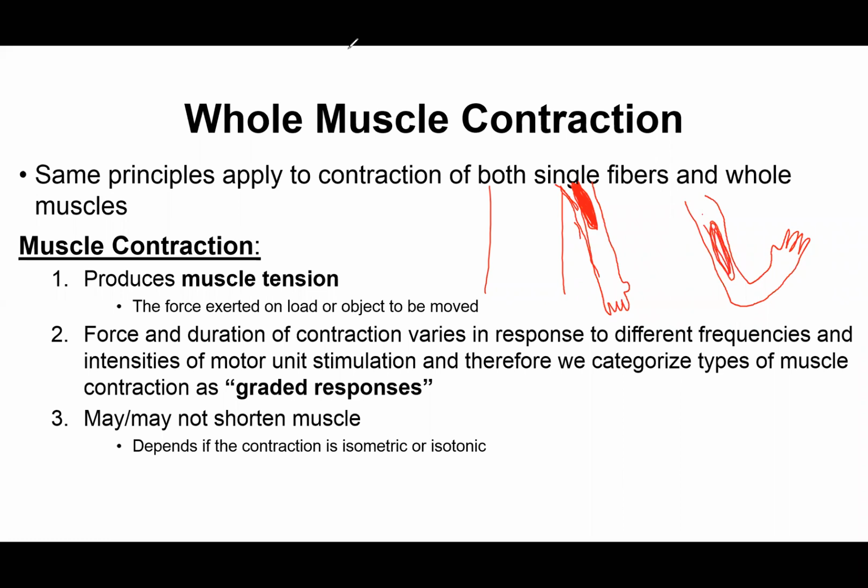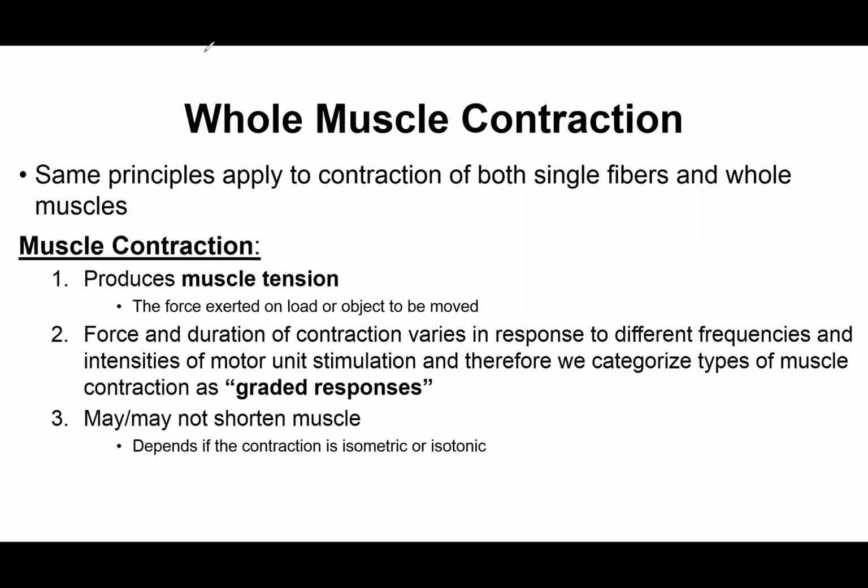The force that the biceps muscle exerts has to be enough force to move our forearm and our hand. That's what I mean by muscle tension. The force and the duration that the muscle is contracting depends on different frequencies and different intensities of the motor unit stimulation, which we talked about in part 2, when we covered motor units.